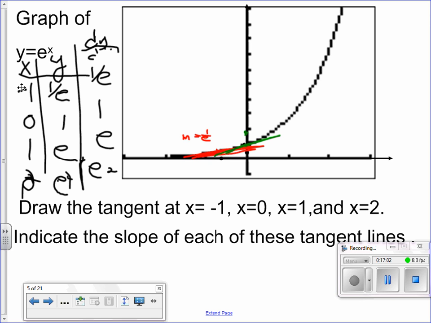When x is 1, what was the y-coordinate and the slope? E. So yeah, so I'm going up here.